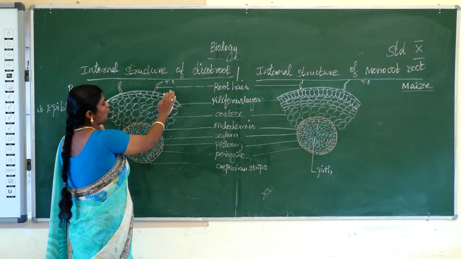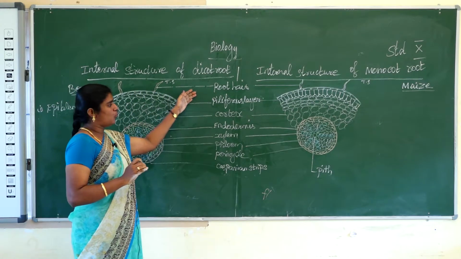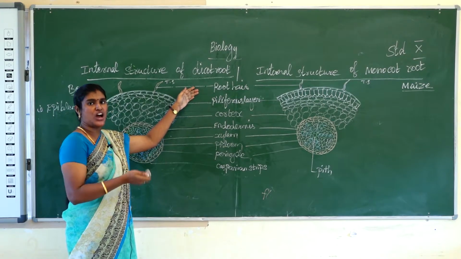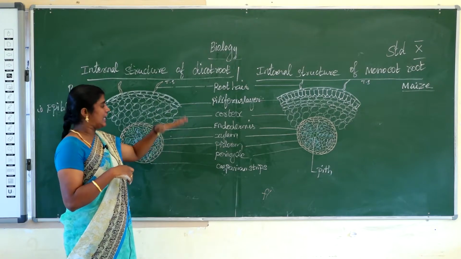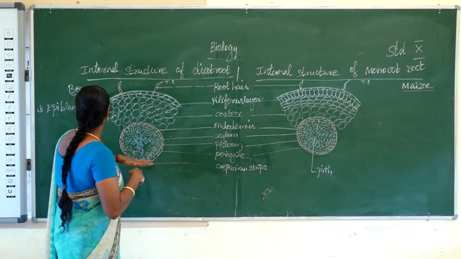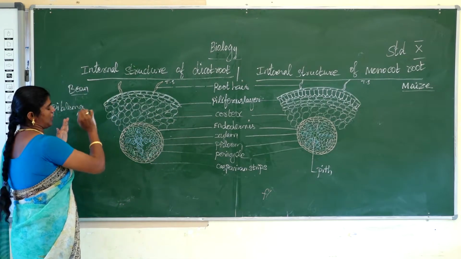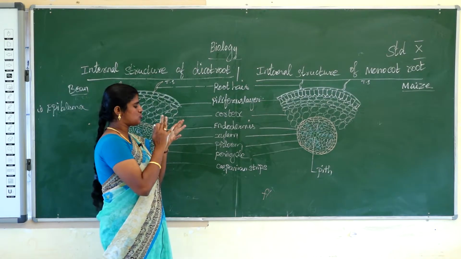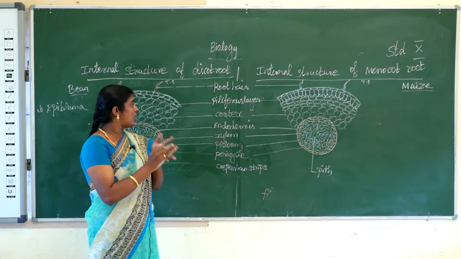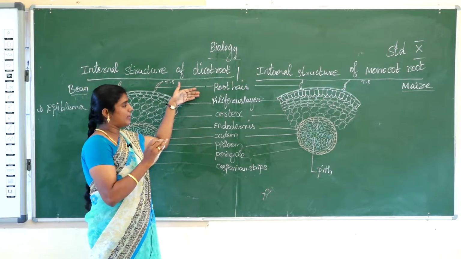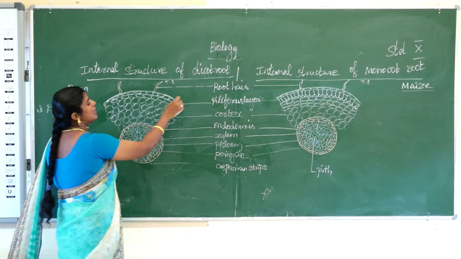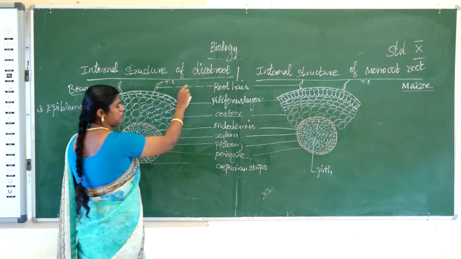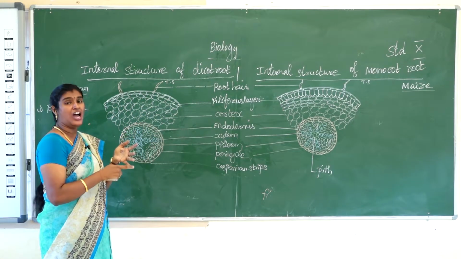It contains root hairs. What is the use of root hairs? Root hairs absorb water and minerals from the soil. They also protect the inner tissue. Another important point: in the epiblema, stomata and cuticle are absent because it is a root. They are only present in the stem and leaves.